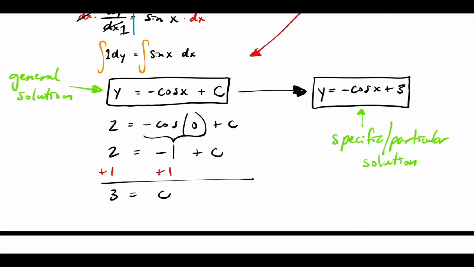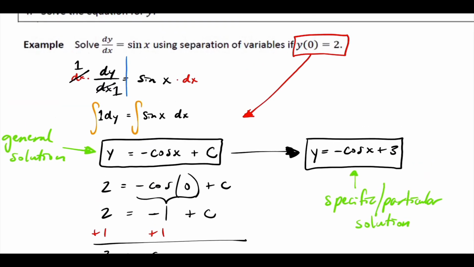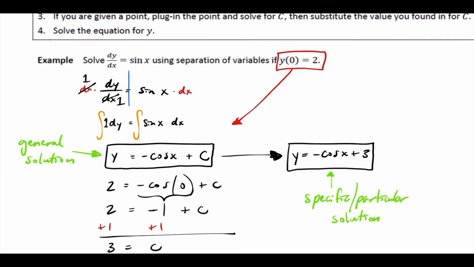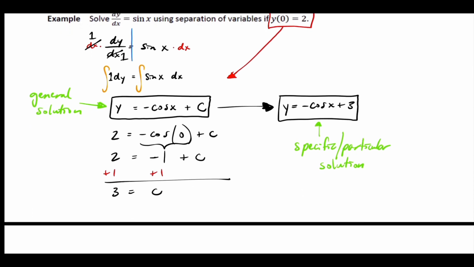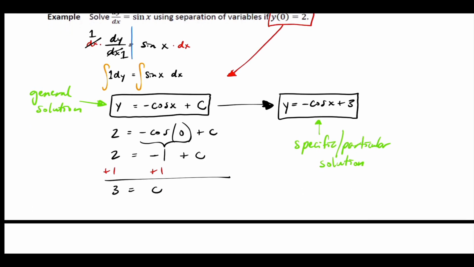That's what that guy is. Okay? So it just depends on the wording. Sometimes they want just give me the general. Sometimes they want the specific solution or a particular solution when something else is true. Y of 0 equals 2. Okay, so they're both technically a solution. They just have different names. Okay. All right, let's look at the next one.